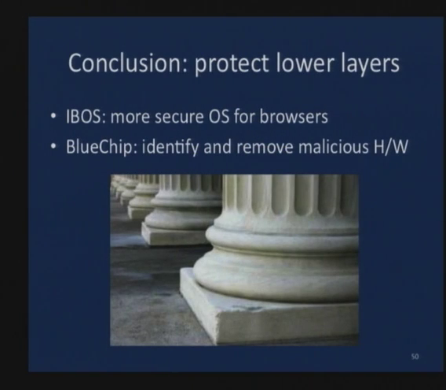So to conclude, the basic theme of this talk is thinking about how to protect lower layers in our computer system. There are many trade-offs. With higher level applications, more vulnerabilities may be happening, but the more damaging attacks, albeit the more rare attacks, are happening at the low layers. We have two different ideas on how to protect the lower layers of our computer system. One is to modify the operating system and build a new one to try to make more secure web browsers. The second one is BlueChip, where we try to identify and remove potentially malicious hardware automatically.